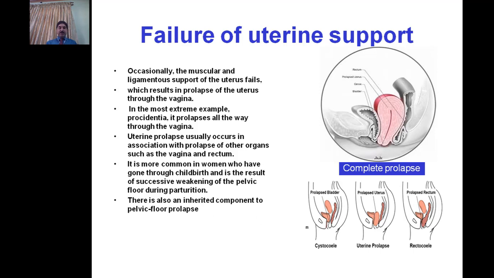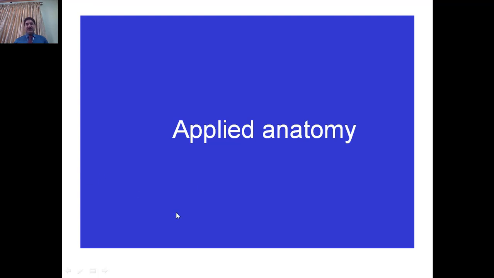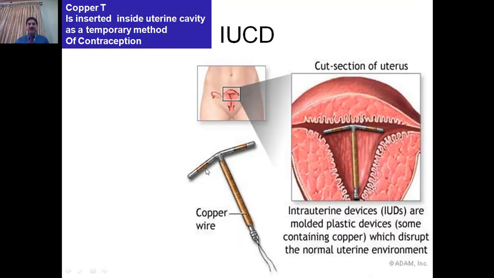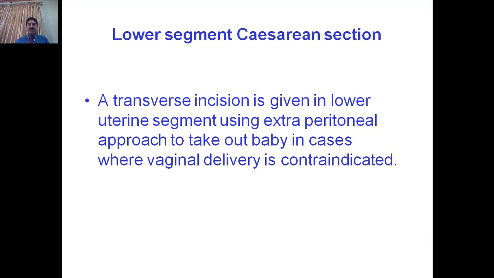Now coming to the applied anatomy. Now let us discuss the applied anatomy of the uterus and its associated structures. Copper is inserted inside the uterine cavity as a temporary method of contraception. Lower segment cesarean section. A transverse incision is given in lower uterine segment using extraperitoneal approach to take out baby in cases where vaginal delivery is contraindicated.